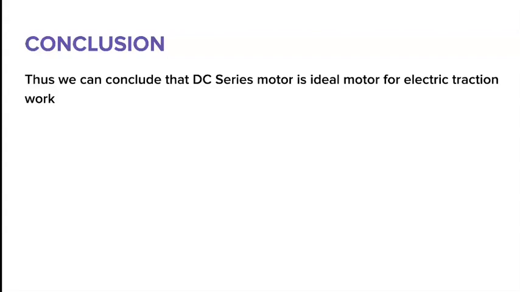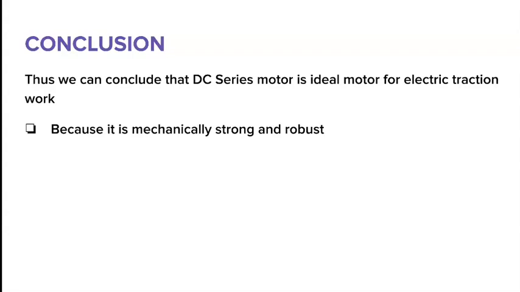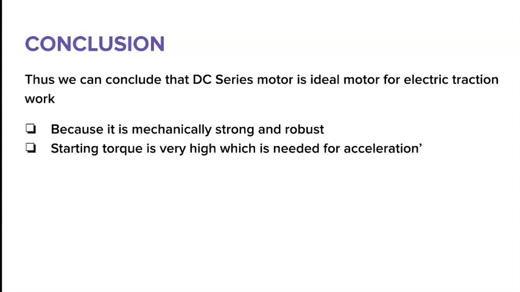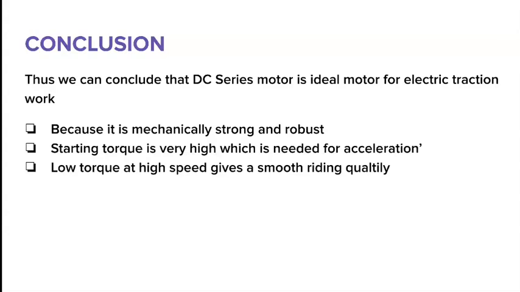So now we come to the conclusion. Thus we conclude that DC series motor is the ideal motor for electric traction work. Let us summarize all the points. First, because it is mechanically strong and robust. Second, the starting torque is very high as compared to DC shunt motor, which is needed for acceleration. Third, low torque at high speed gives a smooth riding quality, and this property we had seen in the graph of DC series motor. Fourth, it is suited for variable speed. We know from the speed time curve that a traction motor is a variable speed motor.